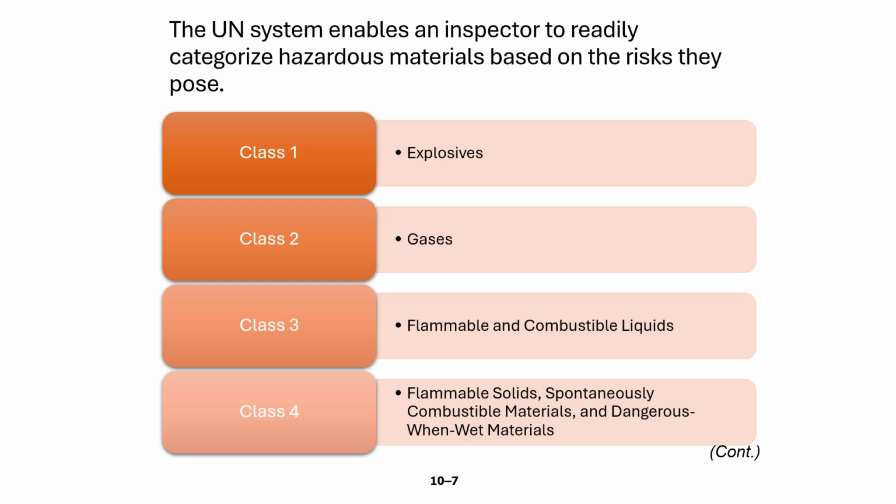Under the UN hazardous classification system, there are 9 classes for hazardous material. These classes enable an inspector to readily categorize hazardous materials based on the risk they pose. So class 1 is explosives, class 2 is gases, 3 flammable and combustible liquids, and 4 flammable solids, spontaneous combustible materials, and dangerous when wet materials.